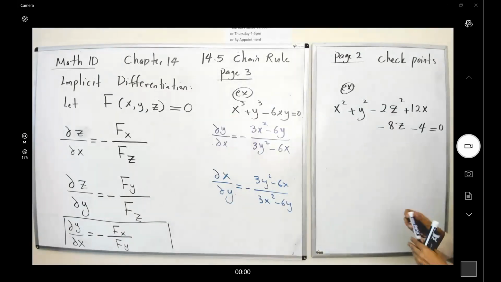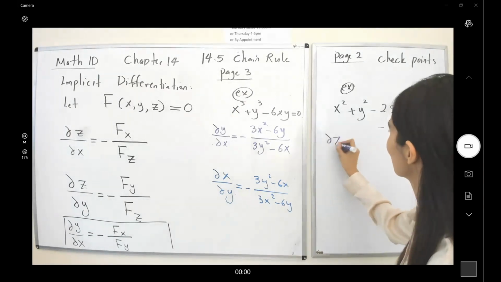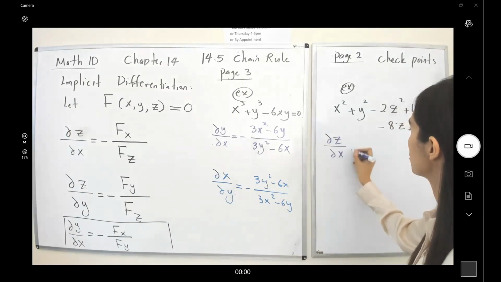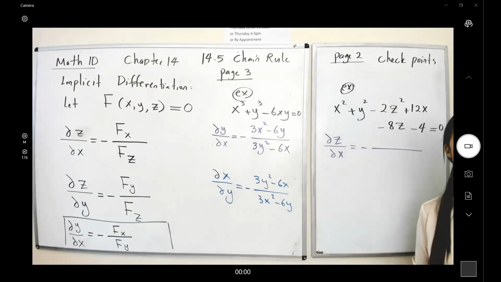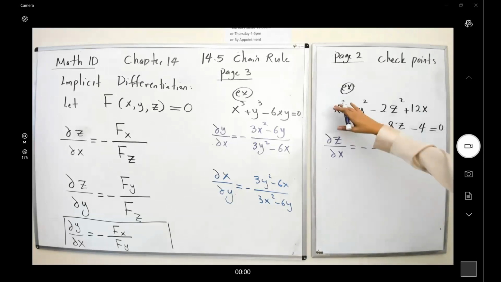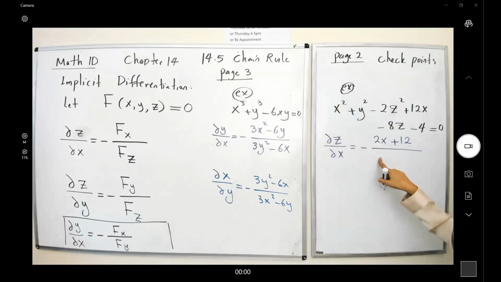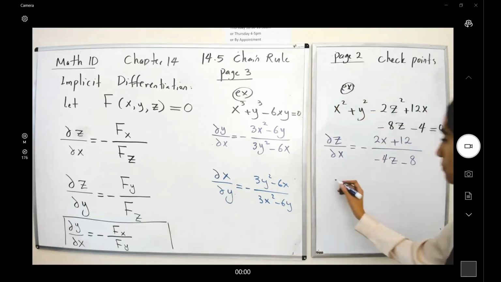Here, you can take the derivative of the function with respect to two variables, partial derivative of z with respect to x, which is negative. So we're taking the derivative of the expression with respect to x. It means that the rest of the variables are constants. So with respect to x, you get 2x. This is 0, this is 0, this is 12. And the partial derivative with respect to z, this is 0, this is 0. Here you get negative 4z, and here you have negative 8. We can factor out 2, simplify this.